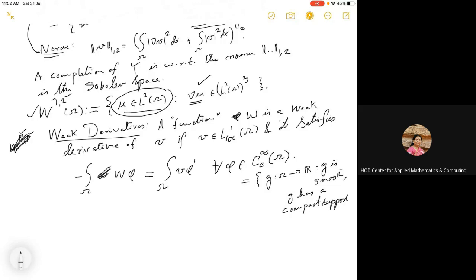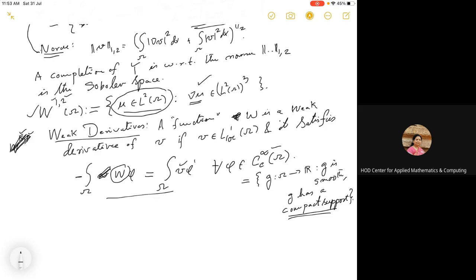Okay. G has a compact support. That is the subset of omega where G doesn't vanish. Its closure is a compact set. So that's what I mean by a compact support. Okay, so smooth, compactly supported function. So if this happens, then I say that this W is the weak derivative of V.